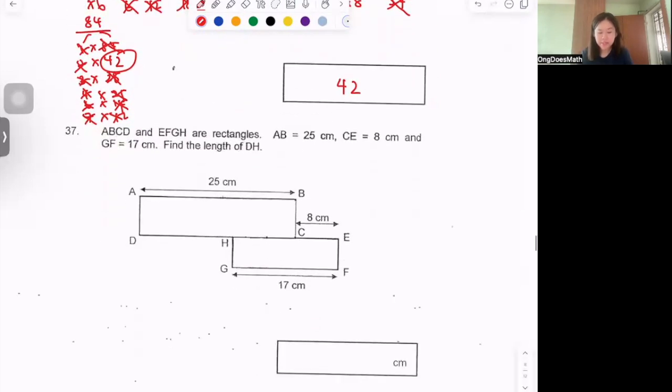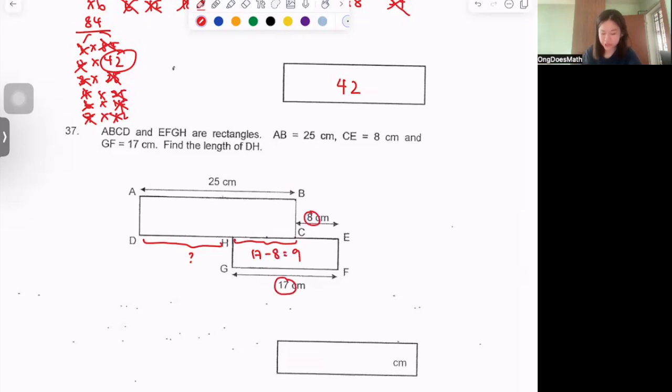Next, ABCD and EFGH are rectangles. AB is 25, EC is 8, GF is 17, and ask you to find DH. So question mark is here. So let's do it slowly. So can you guys help me find HC first? HC will just be 17 minus 8, and that should give you 9.